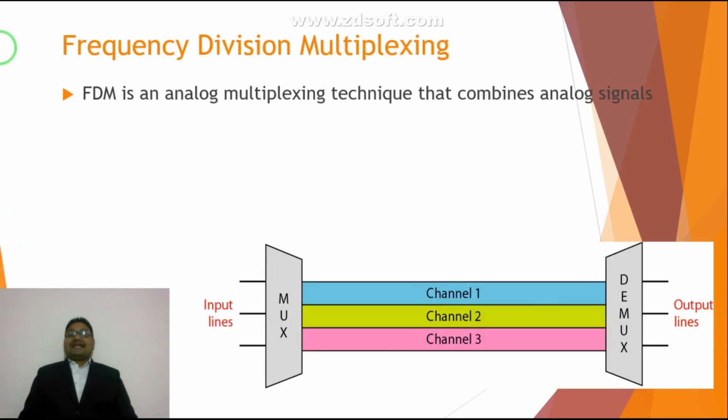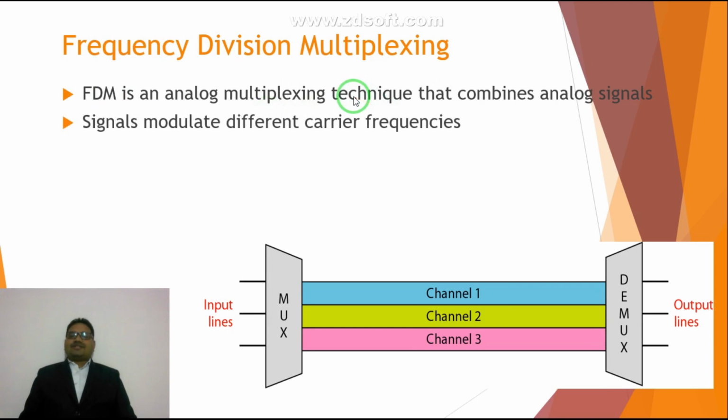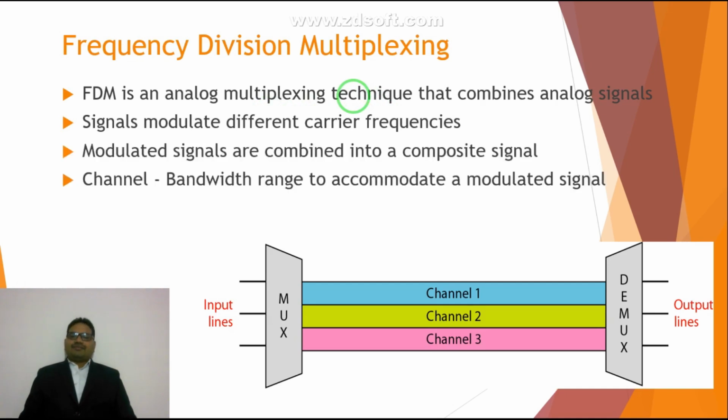So the first category we are going to study is FDM, frequency division multiplexing. FDM is an analog multiplexing technique that combines analog signals. These are modulated onto different carrier frequencies, and then the modulated signals are combined into a composite signal. It is then transmitted through a channel whose bandwidth can accommodate that modulated composite signal.